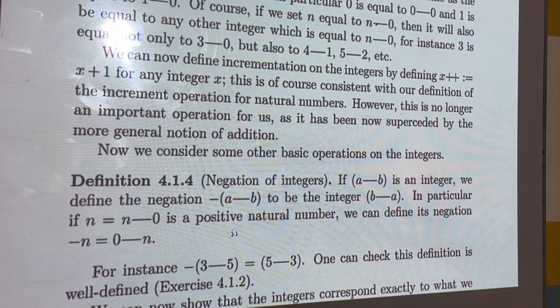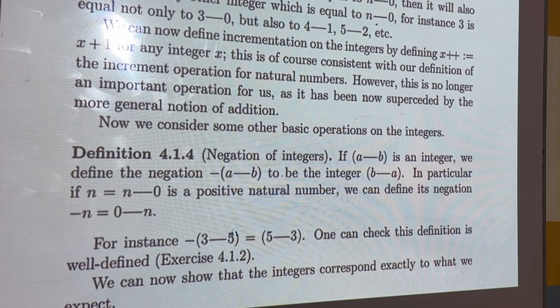Now we consider some other basic operations on the integers. Negation. Now, these are the integers. You can add, you can multiply. They behave like, I mean, when it comes to the natural numbers, they are on par with the behavior of integers, what he calls integers. If a minus b is an integer, we define the negation, negative of a minus b, to be the integer b minus a. That's its definition.